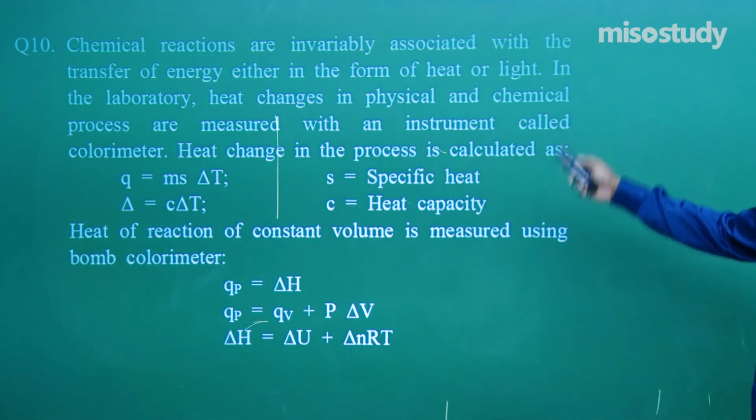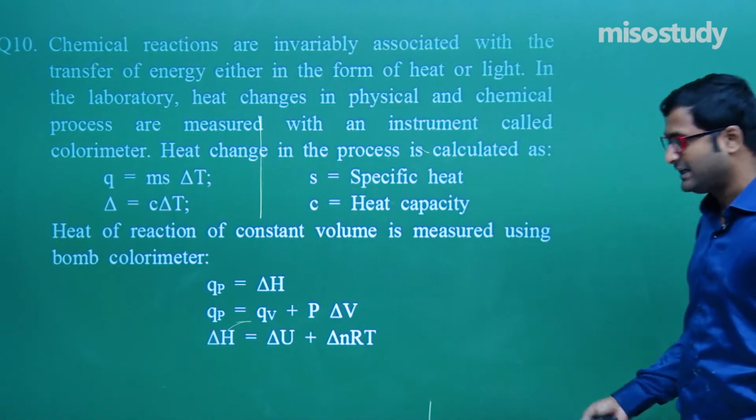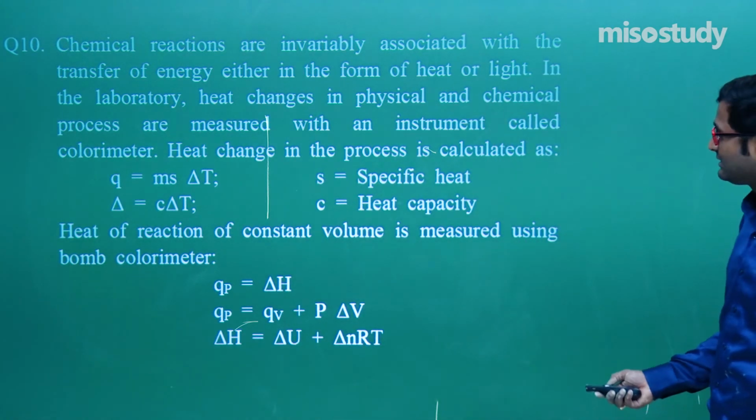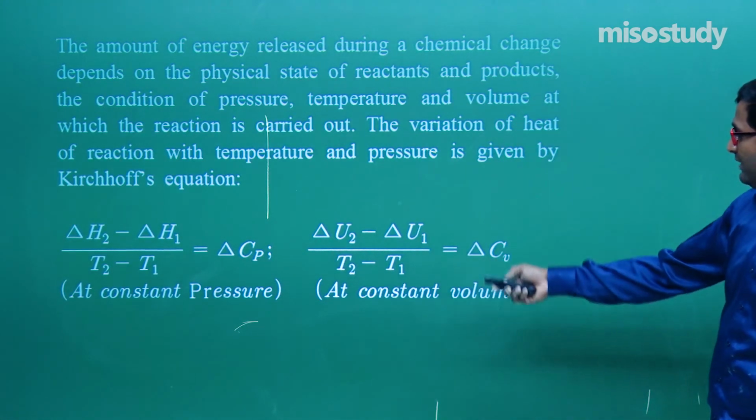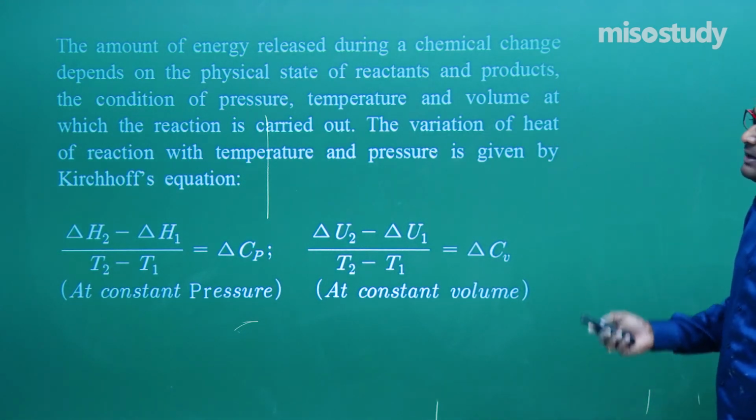Look at this, this is the theoretical part. Qp is equal to delta H, Qp is equal to Qv plus P delta V, delta H is equal to delta U plus delta ng RT. This is the complete theoretical formula given. Now applying this formula, how to solve the passage type question.